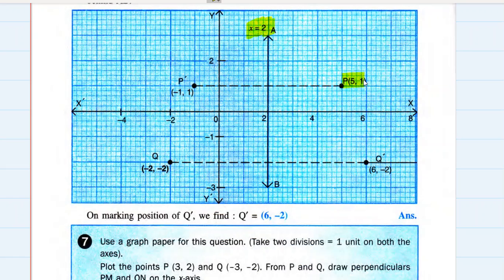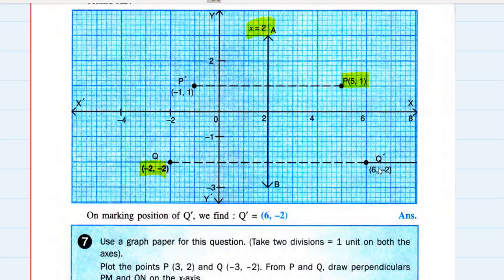Point P is over here, (5, 1). Point Q is over here, (-2, 2). We have to find its reflection. So the reflection of point P comes over here, P dash, which is (-1, 1). Please check your method, your answer, your location of the point.